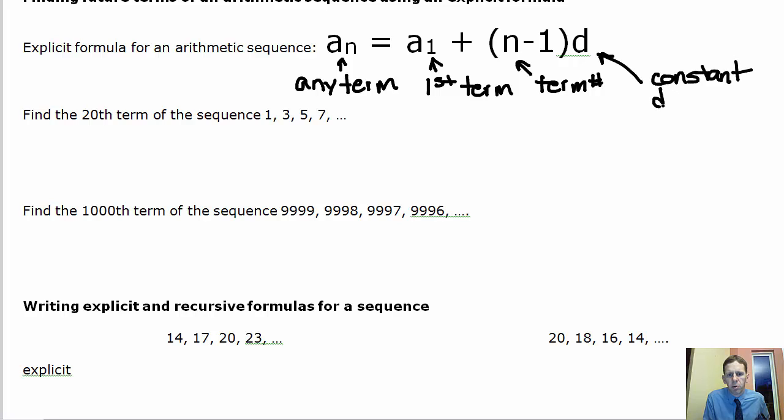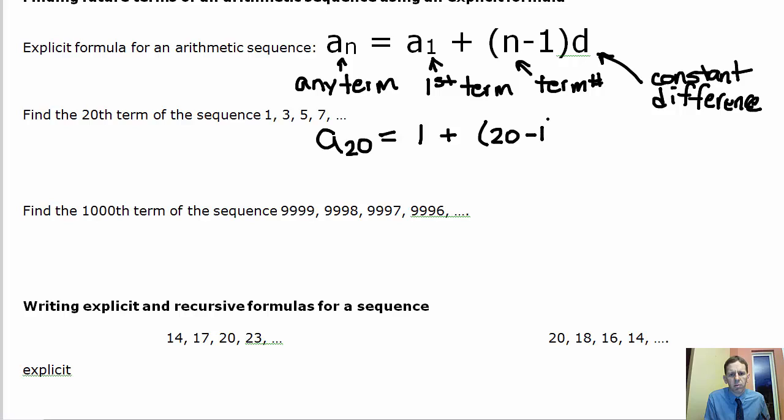We're going to use this formula to find the 20th term of the sequence that starts 1, 3, 5, 7. Well, to find the 20th term, we want to find a sub 20. So that's the term we're trying to find, a sub 20. N is 20. A sub 1 is the first term of the sequence, which in this problem is 1. N is the term number we're looking for. That would be the 20th term.